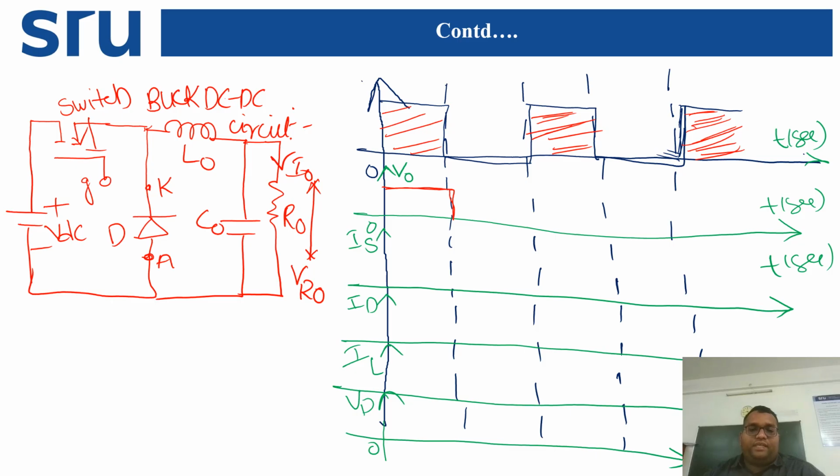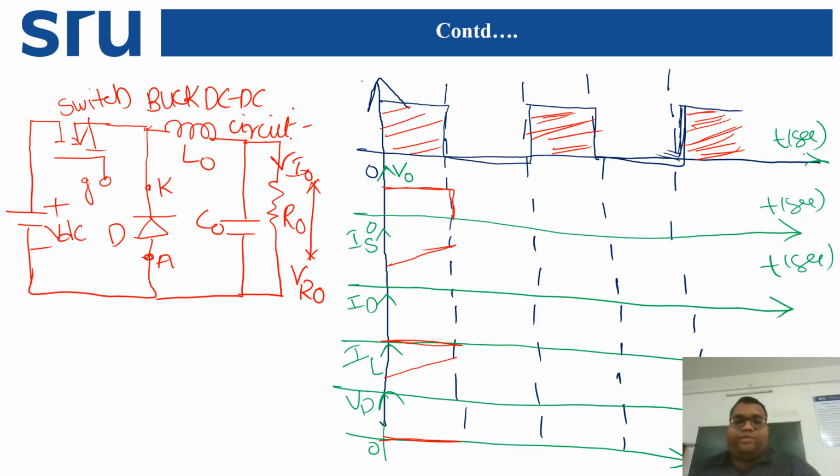Under these circumstances, what is the inductor current? It will start charging and go towards this. Next, when the switch is on, diode current is 0. That is why I am representing 0 current here. Now the source current is nothing but exactly the inductor current. That is why I am indicating it here. Now the diode voltage: under this condition it is open circuited, which means there is no voltage. That is why it is 0.